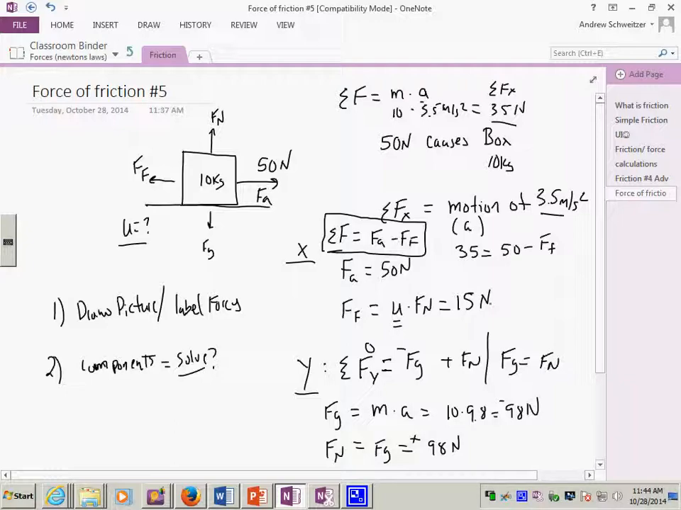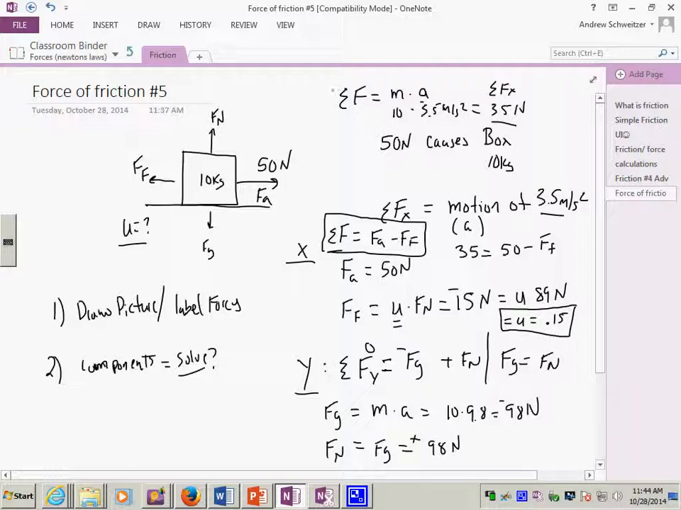Now again, I'm not giving a negative. It's always going against the opposing force, so you can put negative if you want here. This equals the coefficient of friction times the force normal, which is 98 newtons. Okay. And 15 divided by 98 equals your coefficient of friction, which should be, if that's right, about 0.15, and that is my answer.